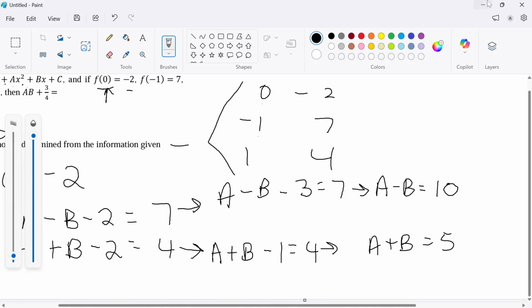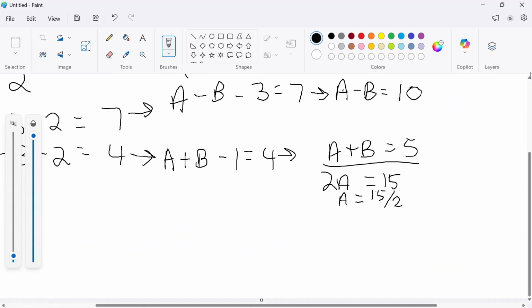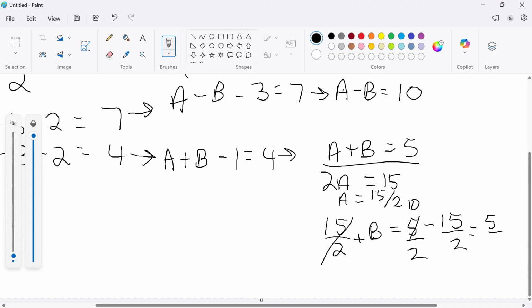And now I will add those two equations. a plus a is 2a, negative b plus b is 0, 10 plus 5 is 15. Then I'll divide both sides by 2, so a equals 15 halves. Now I will find out what b is. a plus b equals 5, so 15 halves plus b equals 5. I will subtract 15 halves from both sides. Writing 5 with a common denominator, it is 10 halves. So 10 halves minus 15 halves equals negative 5 halves.